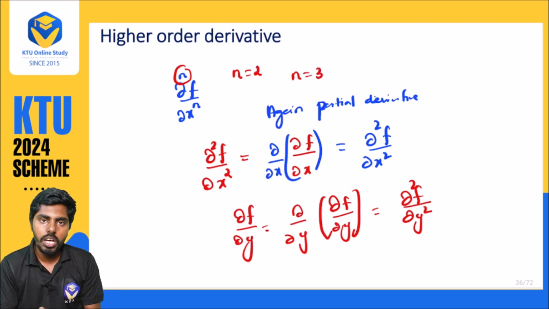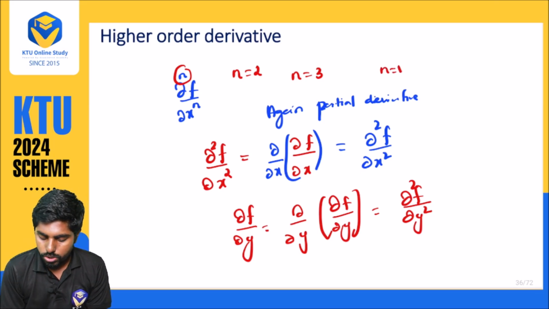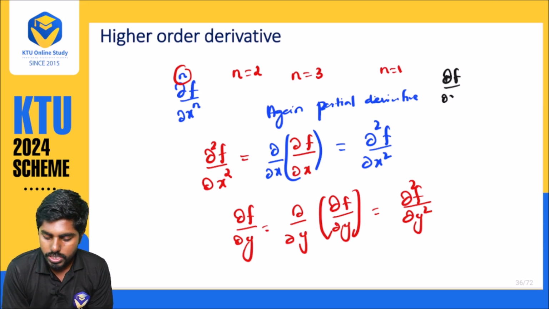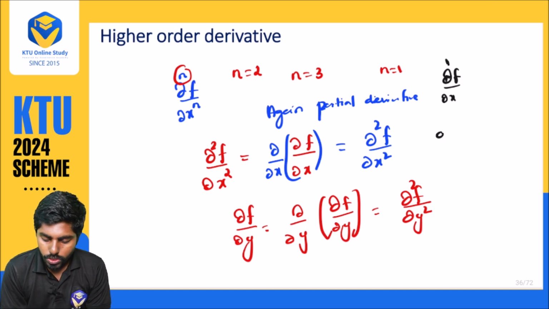In the previous sums, we have seen the first order, that is n equal to 1. When n equals 1, that is ∂f/∂x. That is the reason n equals 1. Now we are going to see ∂²f/∂x², and this can also be called as what?